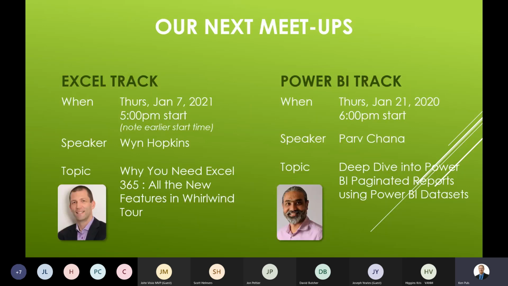I'm super pleased to say that we've actually got meetups scheduled in the Excel track all the way through up to and including the April meetup already, which is unbelievable. I've got the next 2 Power BI meetups already scheduled as well. Kicking off in January, Wynn Hopkins is going to be joining us. We're going to be starting earlier at 5 p.m. Pacific to make it a little bit easier, because Wynn's going to be phoning in all the way from Perth, Australia, and he's going to be giving us the why you need Excel 365, all the new features, and a whirlwind tour, which is going to be kind of interesting. I'm looking forward to see how far back he goes on this one. And then our first Power BI track of the month, Parv Chana is going to be giving us a deep dive into Power BI paginated reports using Power BI datasets. So no doubt another exciting session coming up from there as well.